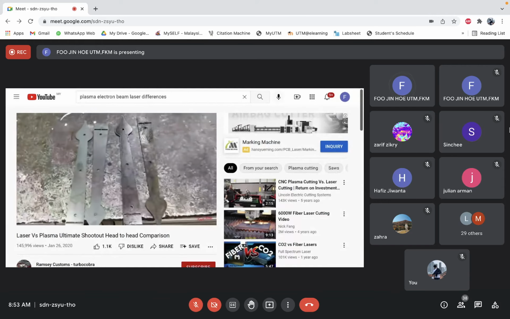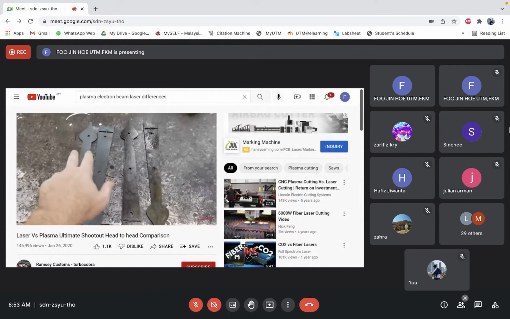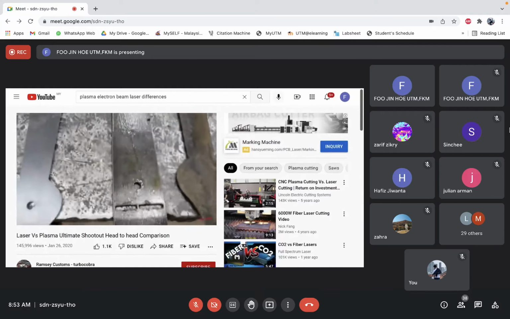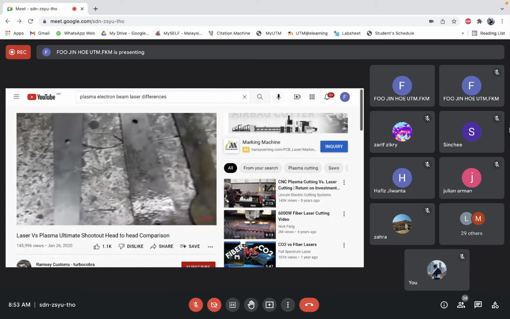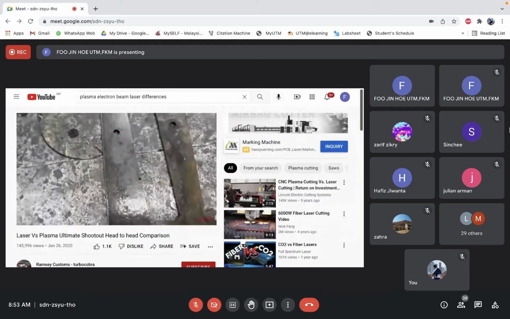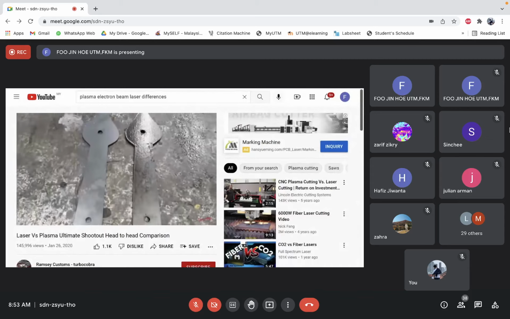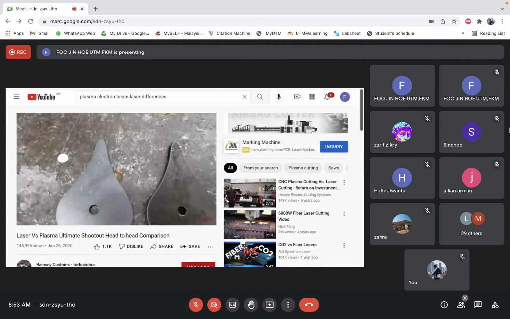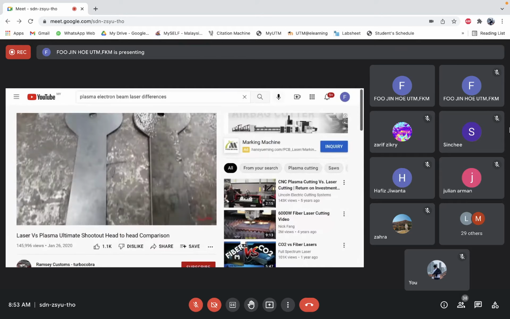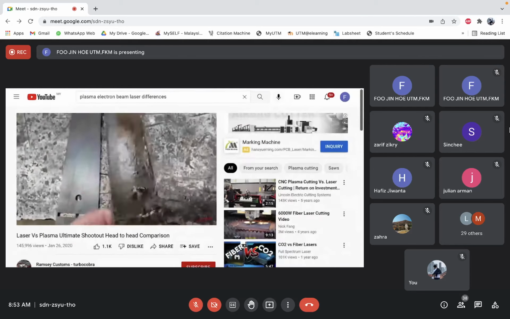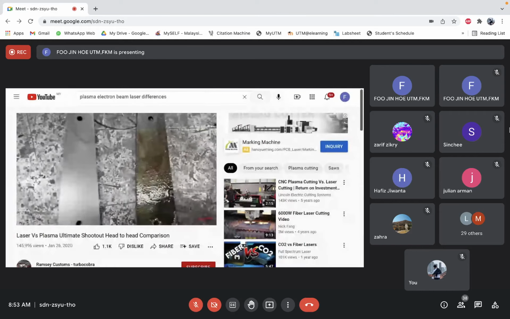Here is a comparison. These just come off the laser. Those just come off the plasma. You can see they're still wet. And then, so let's get a side-by-side comparison of plasma versus laser. So this is the front side. And let's get a look at the back.